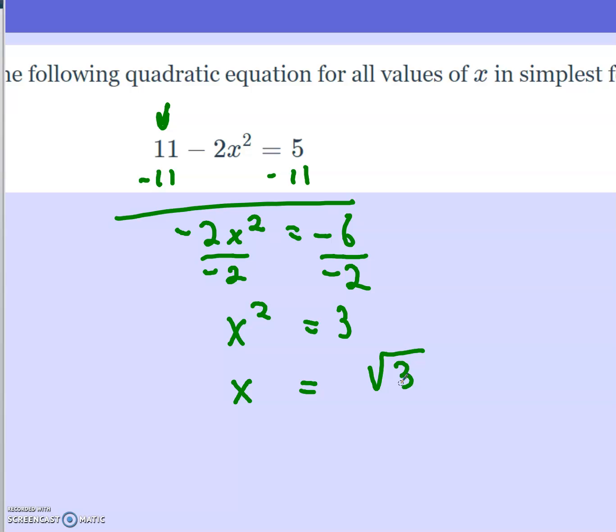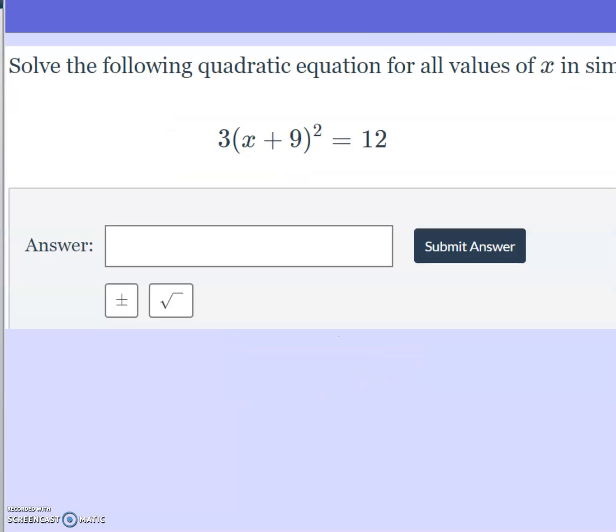And you may remember that there are two numbers that square to get 3, the positive root of 3 and the negative root of 3. So to write that, we just write plus minus, which indicates that both positive root 3 and negative root 3 are solutions to the question. Okay. So let's look at another one here.